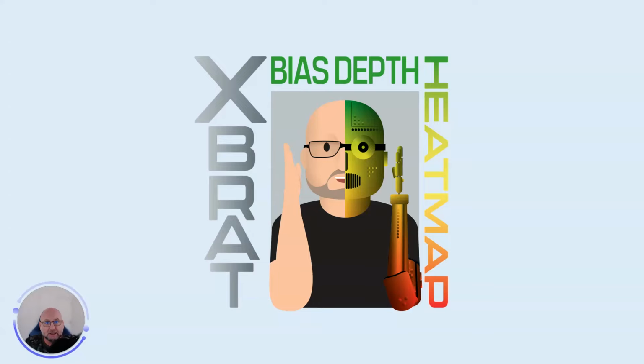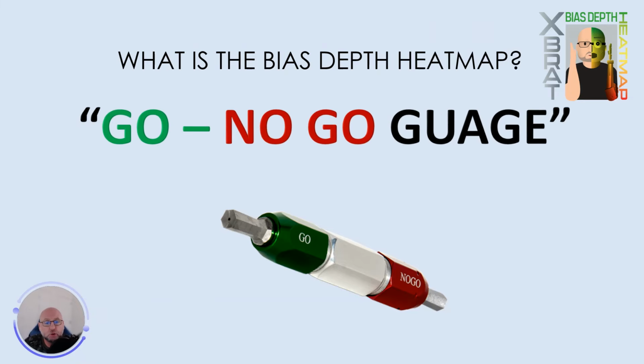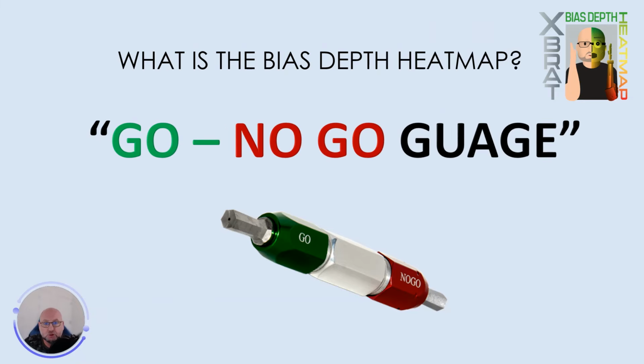So the xBrat BIAS Depth Heatmap, I'm going to go through the basics and where it fits into a philosophy of a strong trading strategy with simple rules. So what is the BIAS Depth Heatmap? It's a go, no-go gauge. It gives you confirmation or it doesn't give you confirmation. It's a simple rule. If it gives you confirmation, you go. If it doesn't, you don't go.